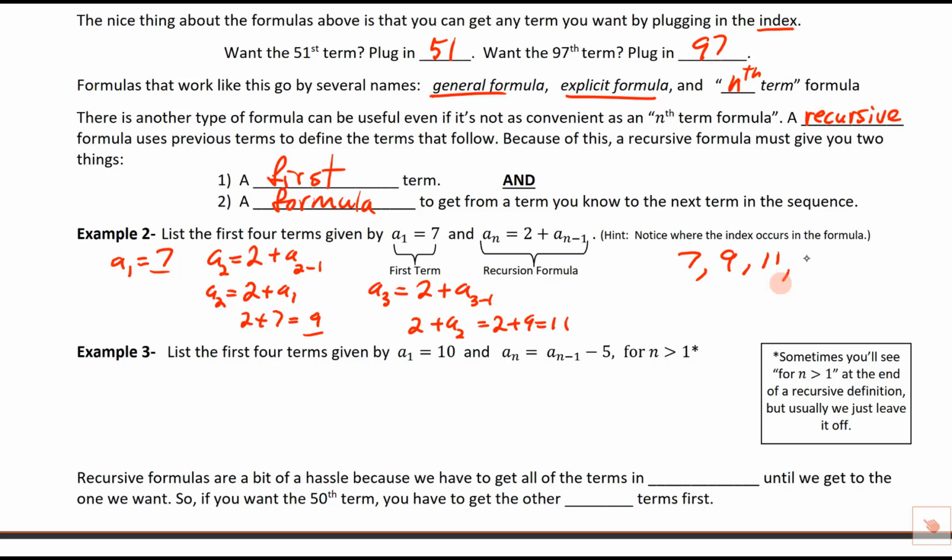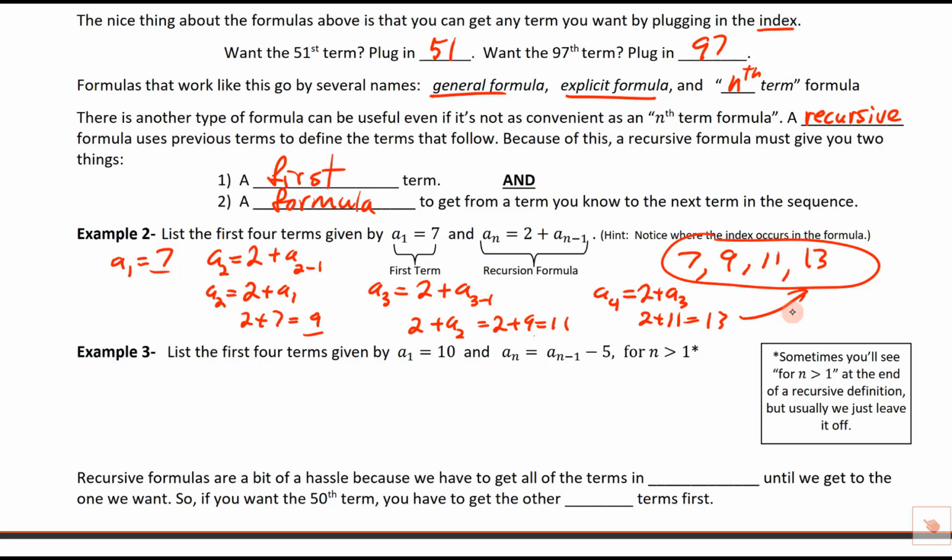Now you can guess that the next one's going to be 13, but let's just check and make sure that it's 13. So this is going to be a sub 4, and let's see if we can speed this up just a little bit. If this one's a 4, this one's going to be 1 less than that. So this is going to be 2 plus a sub 3, that means the third term. So we're going to have 2 plus the third term of 11, because remember the third term was 11, and we do indeed end up with a 13.